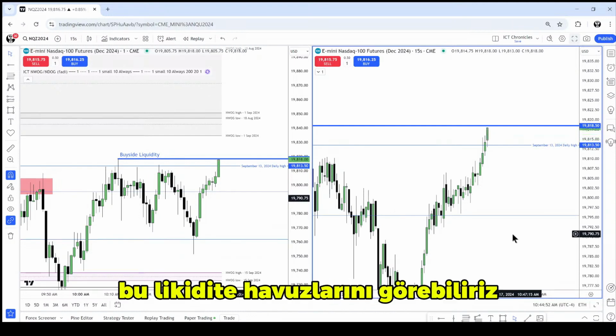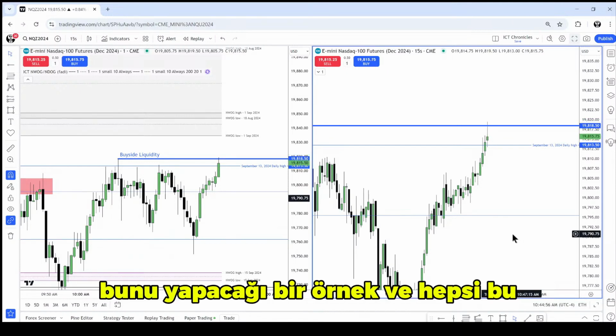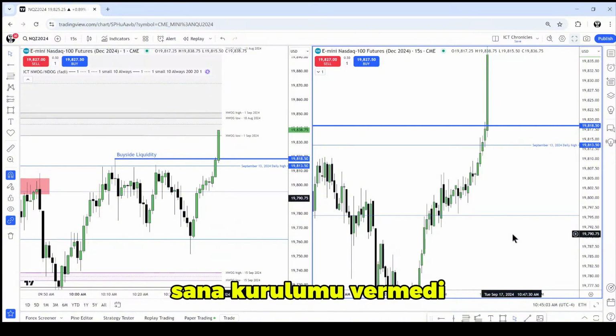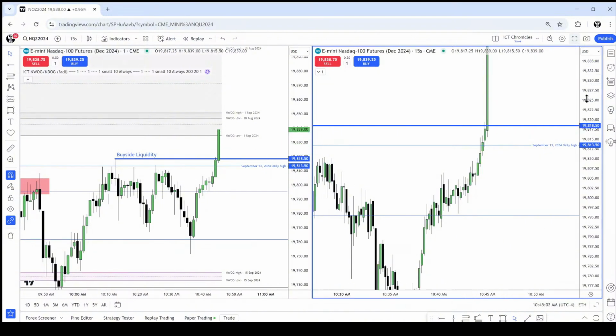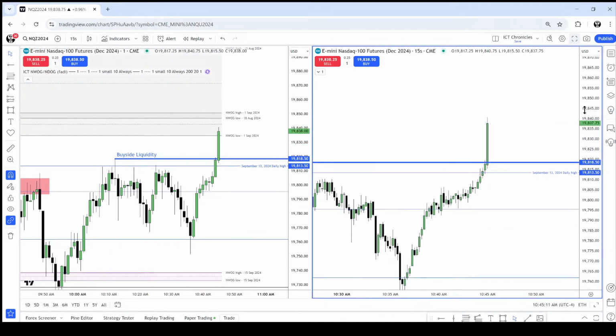Just be comforted that we can see these liquidity pools and see how easy it is to run right to it. And that's just one instance where it'll do these. That right there is something that you should log. It didn't give you the setup, like running into those I mentioned earlier. That's what I was aiming for.